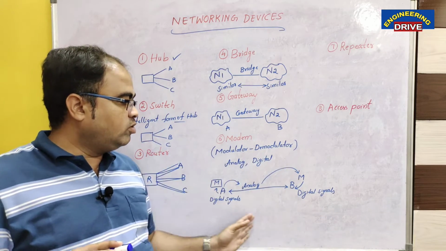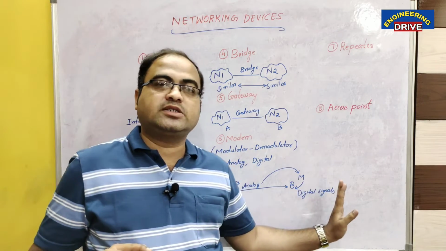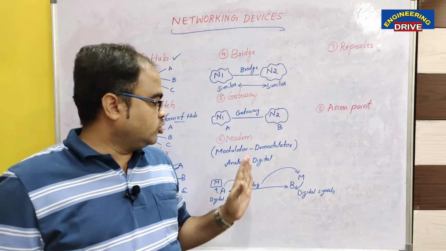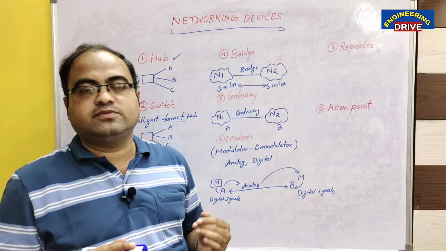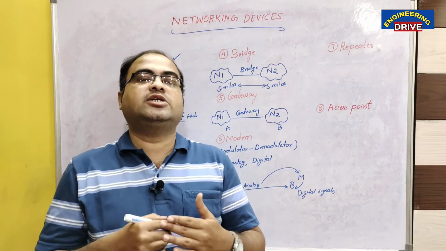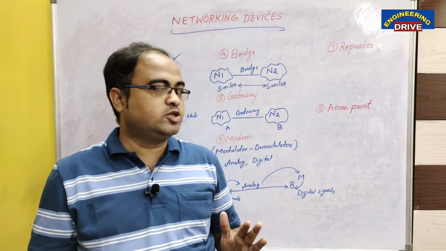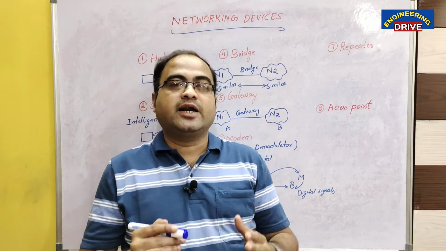So this is how the modem will work. At the sender side there is one modem, and at the receiver side also there is one modem. So dear students, this is how our modulator and demodulator work, which is mainly used for conversion of analog to digital and digital to analog signals. Is it okay? Next comes the next networking device, which is a repeater.